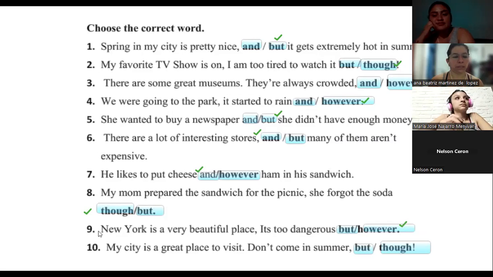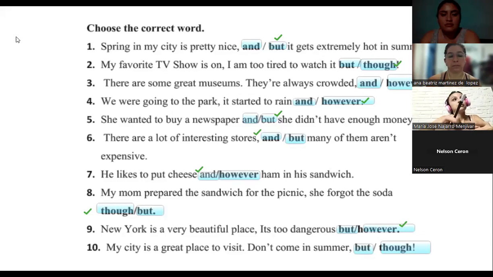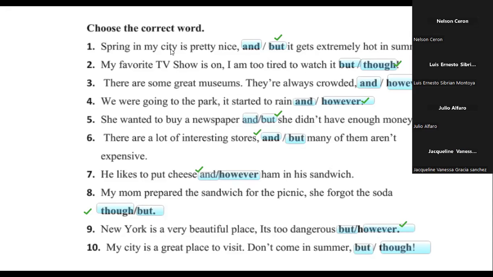Okay, next, number 10, Nelson. Are you there, Nelson? Okay, maybe another person. Stephanie Quintanilla? My city is a great place to visit. Don't come in summer, though. My city is a great place to visit, but don't come in the summer because I live in San Miguel and in the summer it's very hot. Thank you, Stephanie.